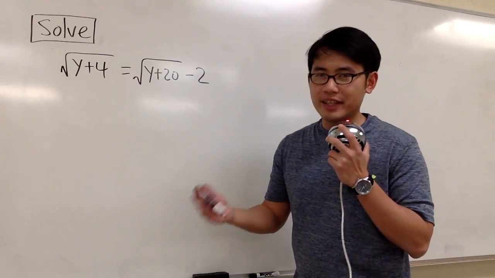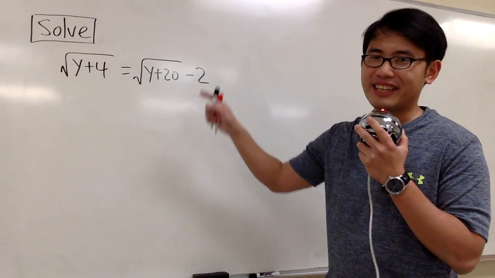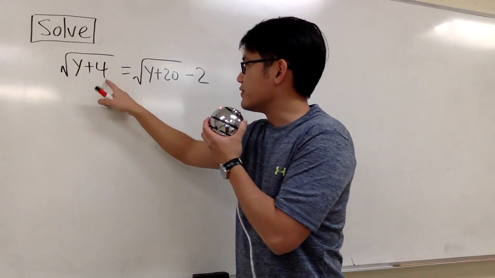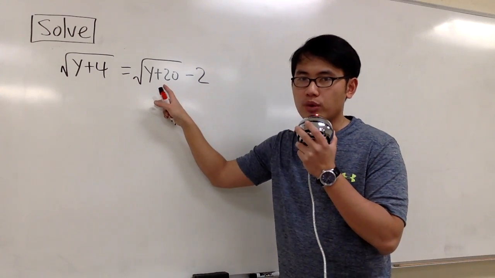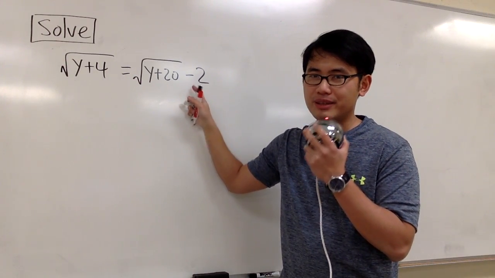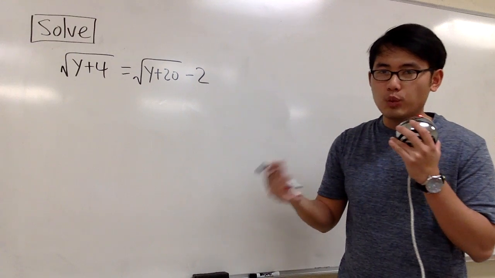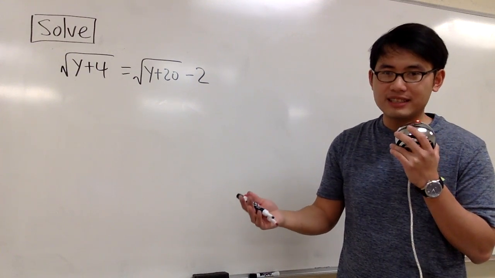What should we do when we have an equation that has two square roots, just like this one? Square root of y plus 4 is equal to square root of y plus 20 and then minus 2.